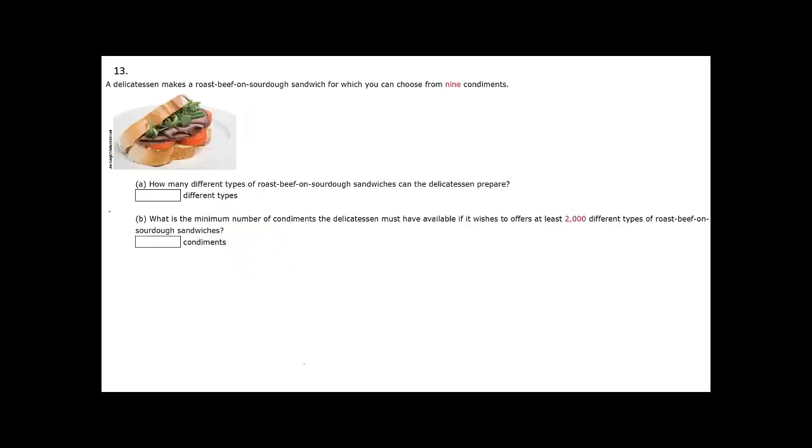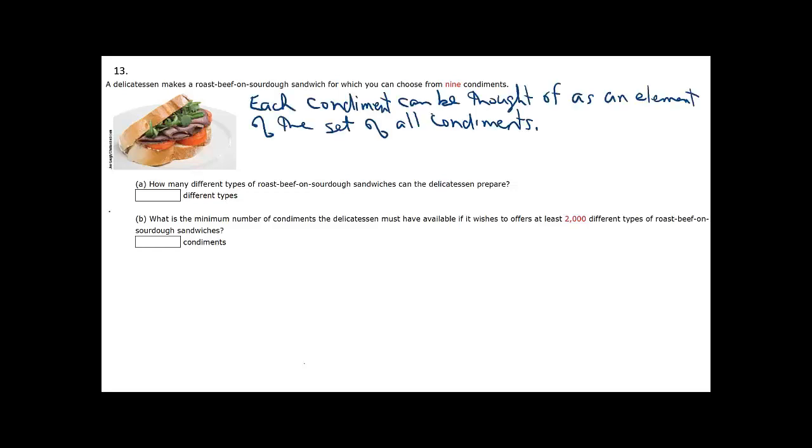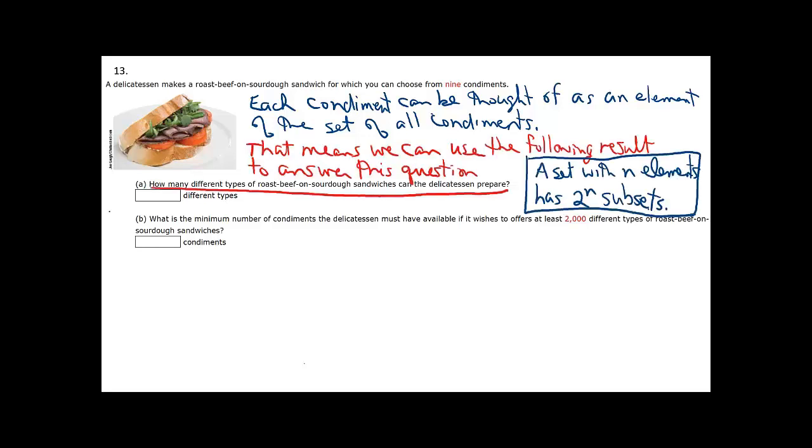Number 13, a delicatessen makes a roast beef on sourdough sandwich for which you can choose from 9 condiments. A, how many different types of roast beef on sourdough sandwiches can the delicatessen prepare? Now, once you relate this back to what we've been doing earlier, it's easy. You can think of each condiment as being an element of the set of all condiments, so it's really like asking how many subsets are there of a particular set. And we know the answer to that is a set that has n elements has 2 to the n subsets.